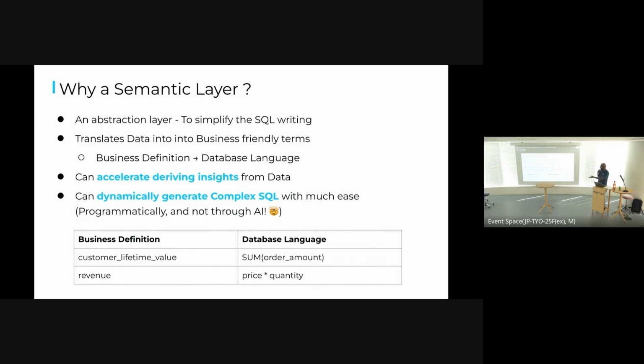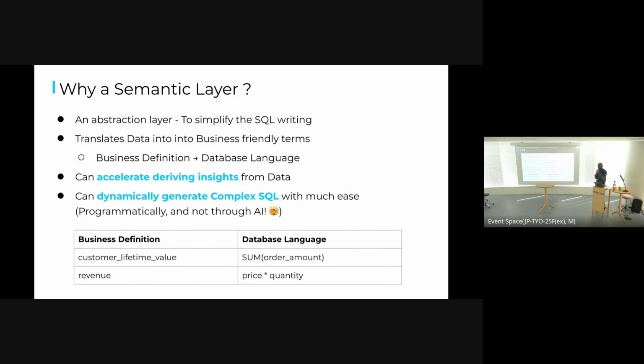Another example is that, for example, we have customer lifetime value. The business definition is customer lifetime value, but in database terms, we know that it's the sum of the order amount of all the users in that table, right? So that's the database definition. But when it comes to the business definition, it's more like customer lifetime value. That's it.